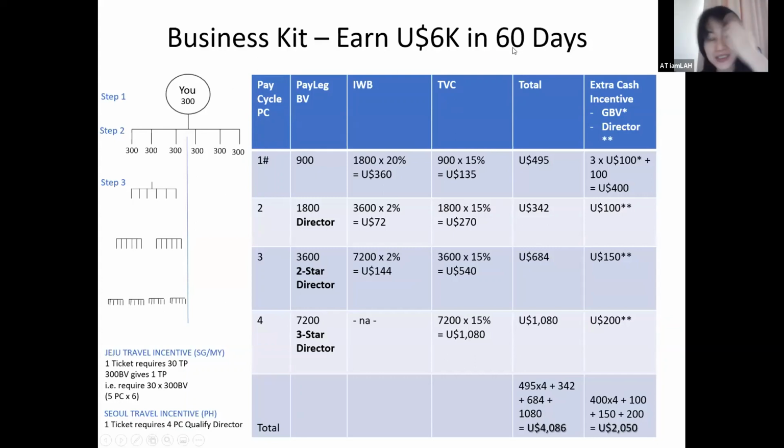If you go for the business kit, 300 BV, this is the pay cycle, because in one month we have 2 pay cycles, right? This is 2 weeks, 2 weeks, 2 weeks, 2 weeks. This is 2 months, so 4 pay cycles here. So what happens is that in step 1, you become 300. In step 2, you have 6 people with the 300, right? In step 3, one of them does the 300 only.